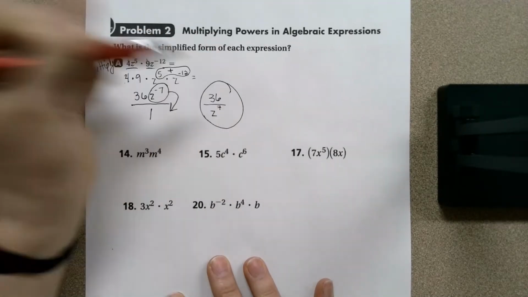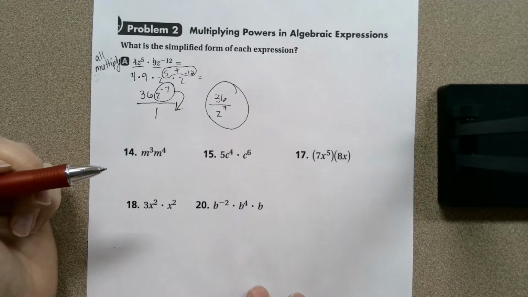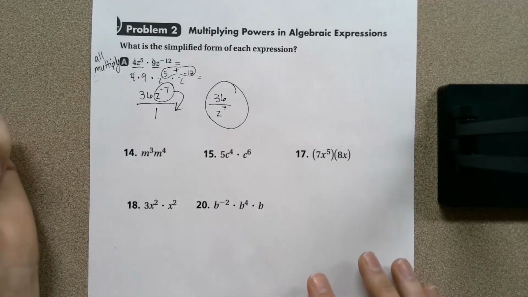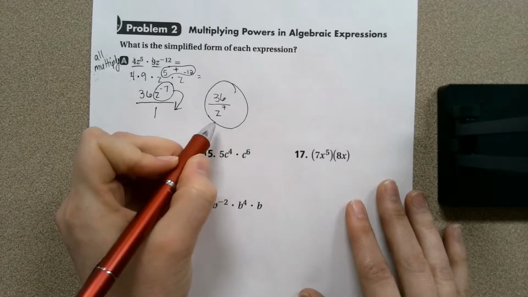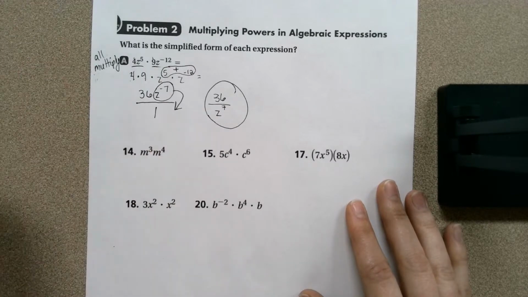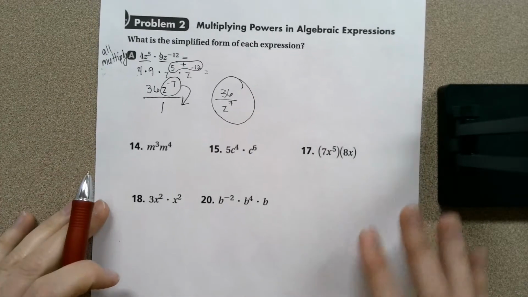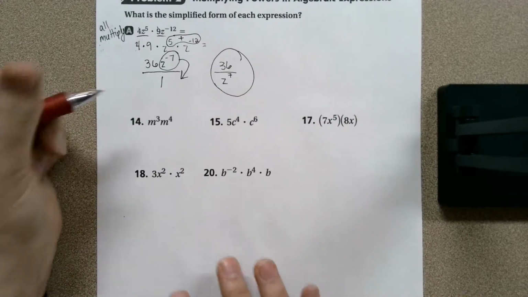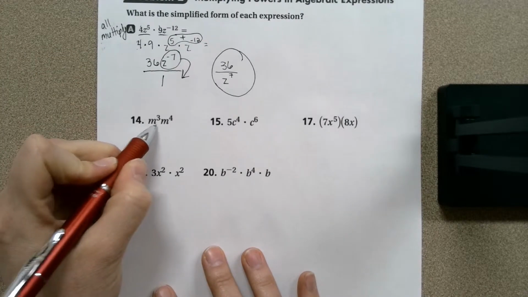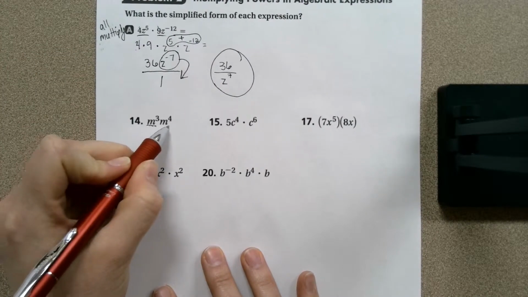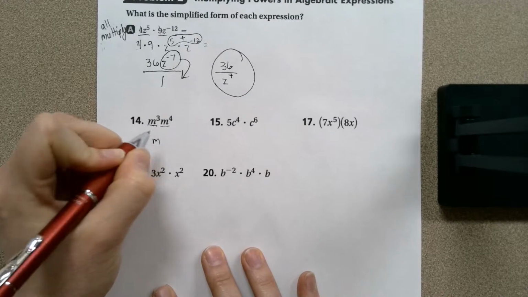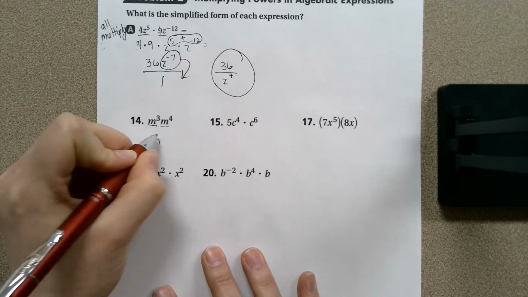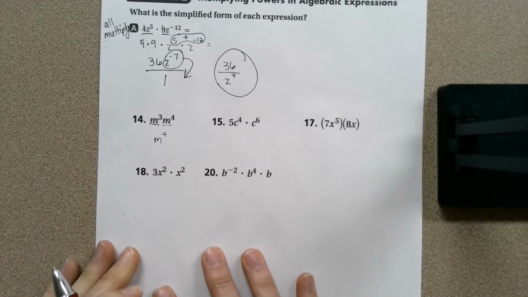And then this would be your final answer. We need to combine any like bases and then eliminate any negative exponents by moving them across our fraction bar line. If we look at number 14, it's a little bit more simplified. We have, again, like bases, m to the 3rd and m to the 4th for a total of m to the 7th.